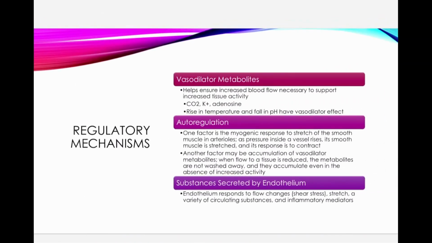So our metabolites: carbon dioxide, potassium, adenosine, rise in temperature, and fall in pH have a vasodilator effect. So when you're exercising, you want your vessels to dilate, and temperature goes up. Remember, we have the muscle pump, and shivering causes our body heat to go up. Humans are not very efficient when it comes to energy. Most of our production is lost as heat. That's why we get so hot when we exercise. It helps vasodilation, helps with sweating.